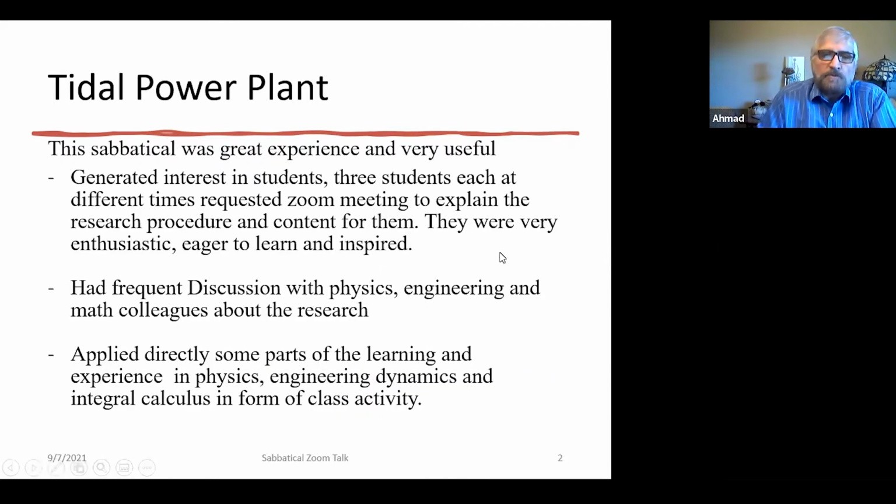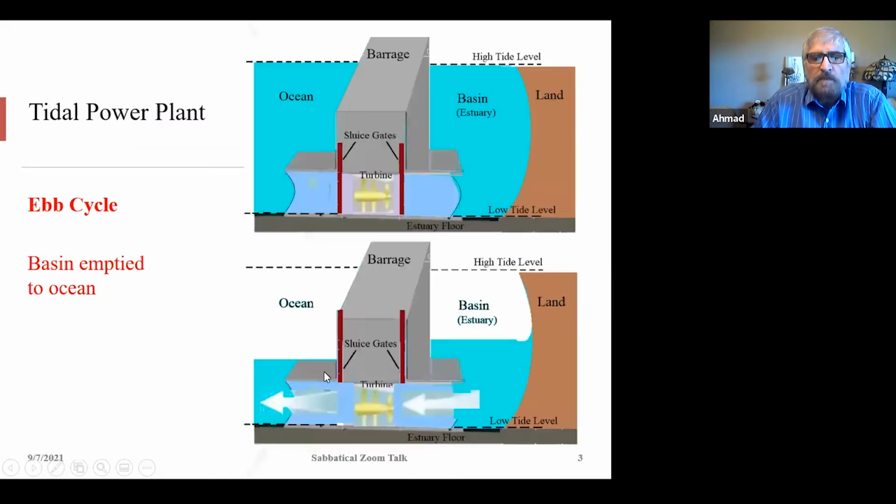This sabbatical was quite enriching and useful, for it generated some discussions among my colleagues as well as interested students who were fascinated by my research work and inquired more information about it. They were eager to learn and inspired to know more about this source of renewable energy. I also use the real field data in my classes in the form of a group activity.